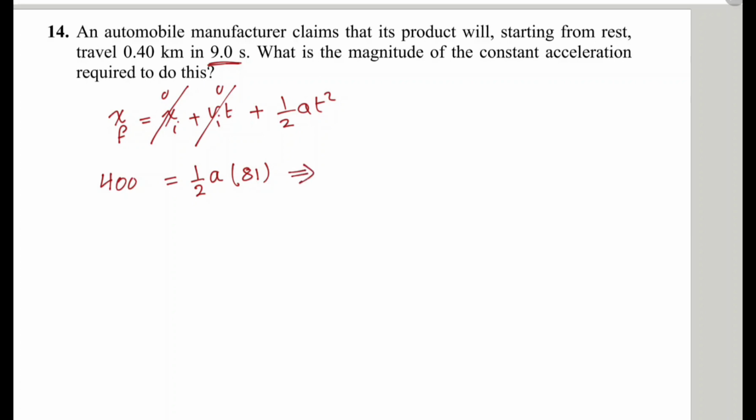You substitute this, you will find that a equal to 800 divided by 81, or in other words, a equal to 9.88 meters per second square.